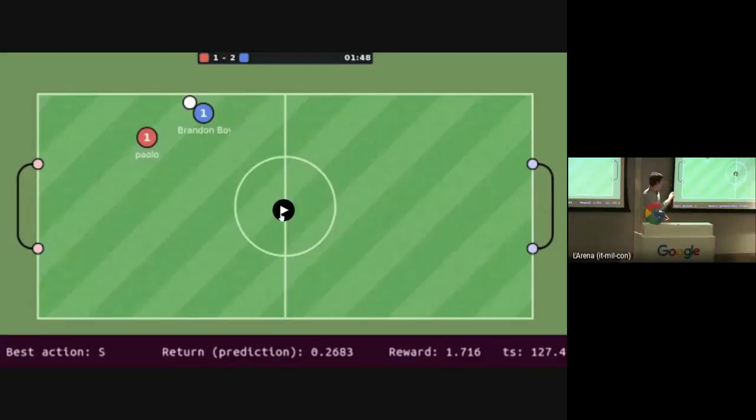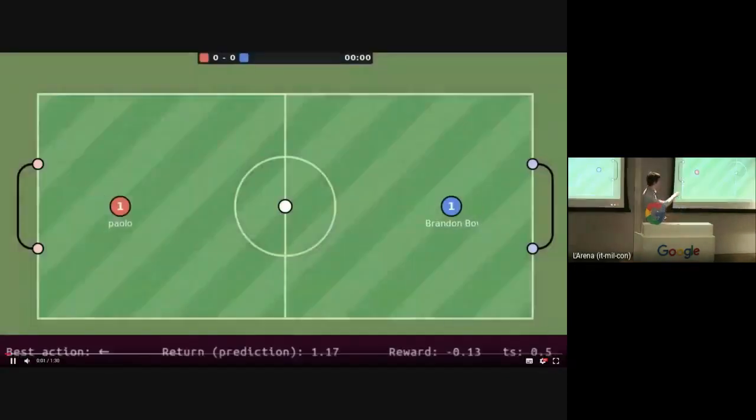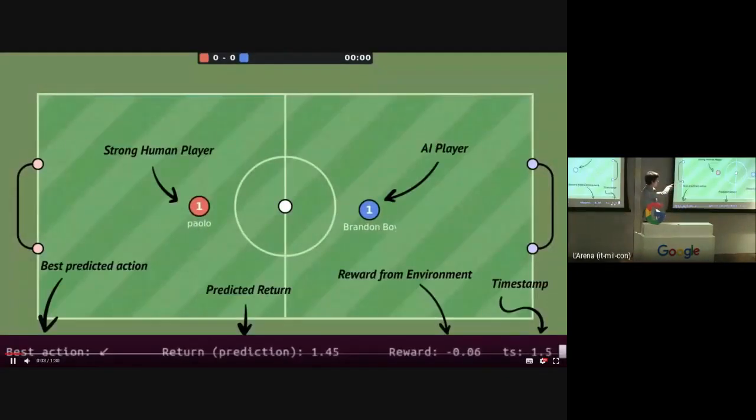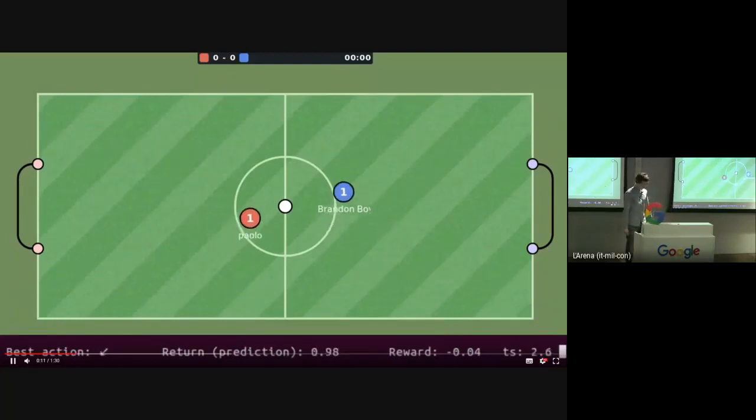Okay, I must tell you that the bot is the blue one, and the red is the human. Here, you can see the line with predicted reward, the best action, and all these details.